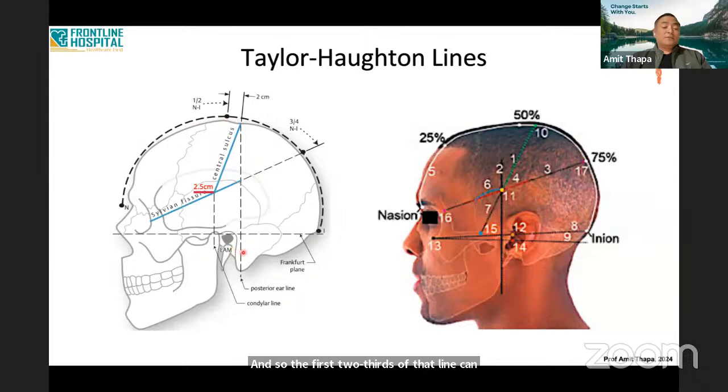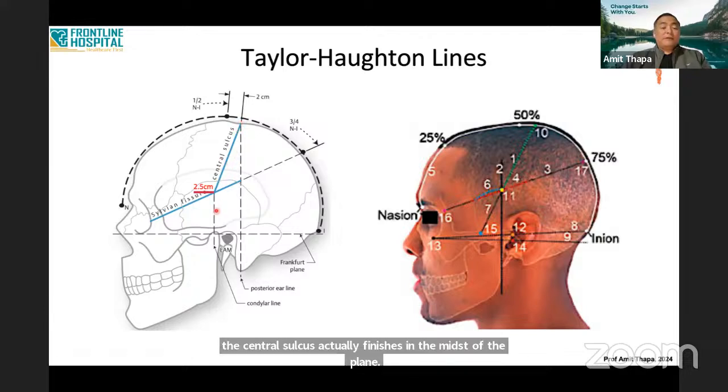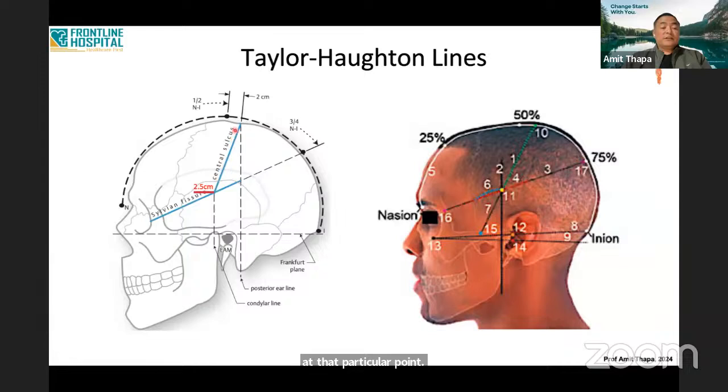Now, the other two lines which are important for us to understand are the posterior ear line, which comes from the mastoid tip and goes perpendicular to the Frankfurt plane, and hits 2 centimeters behind the midpoint of the Taylor-Haughton line. Well, that actually makes the superior Rolandic point, or SRP, which tells you that the central sulcus finishes in the mid-sagittal plane at that particular point. And where it hits the Sylvian fissure is the localization for the central sulcus.